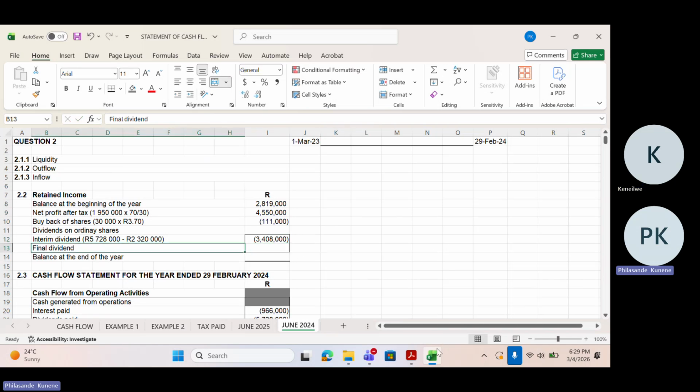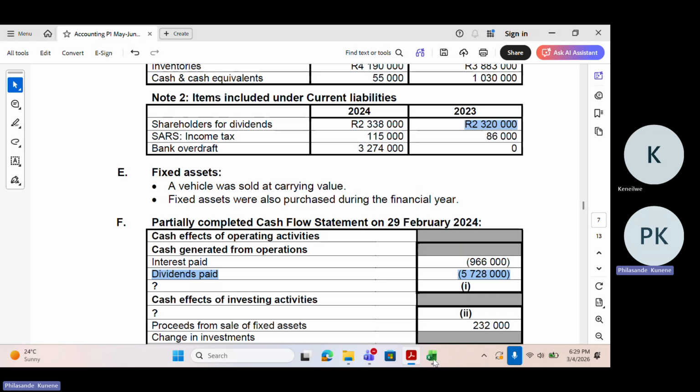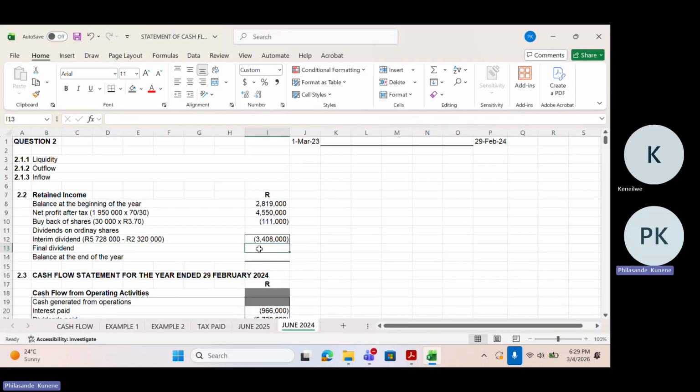Then now the final dividends, how much are we going to have as our final dividends? 2,338,000. Very good, because final dividend is the same as shareholders for dividends at the end, né? Which is the one that is provided here. Okay, so I'm going to say 2,338,000 rands. And then now how much is the total of our dividends paid? 5,746,000 rands. If we add the two amounts, this is the dividends that we're getting.